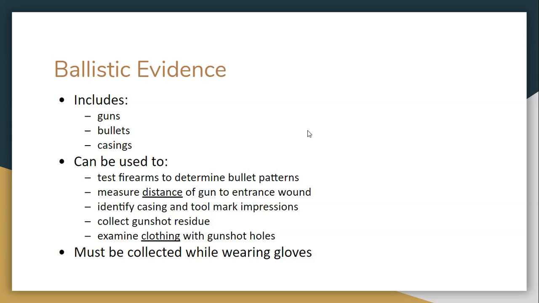Firearms or ballistic evidence is going to include guns, bullets, casings. You can test the firearm to determine the bullet pattern or striations. You can measure the distance of a gun to an entrance wound. You can identify casing and tool mark impressions on the gun and on the bullet casings. You can collect gunshot residue from the suspect or the victim, and you can examine clothing with gunshot holes in it. So, especially in the case of the gunshot residue and potential fingerprints being on the gun, you have to collect the firearms evidence using gloves.